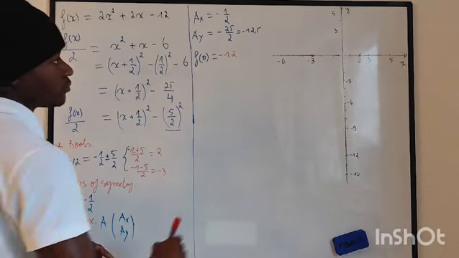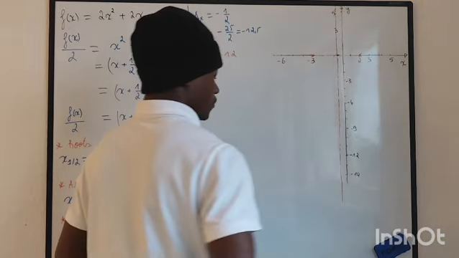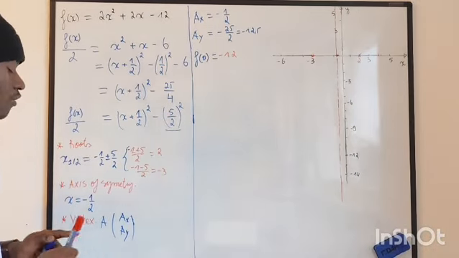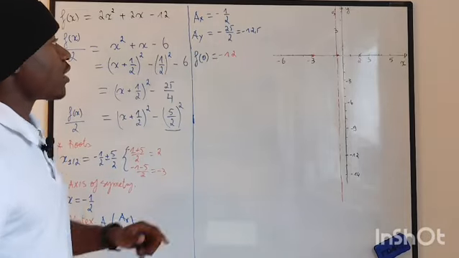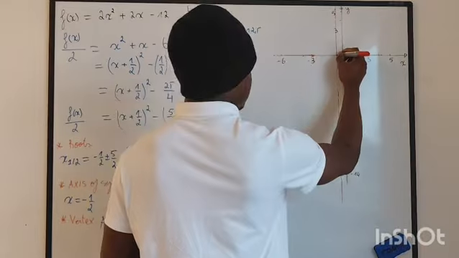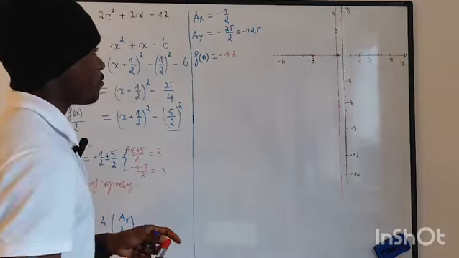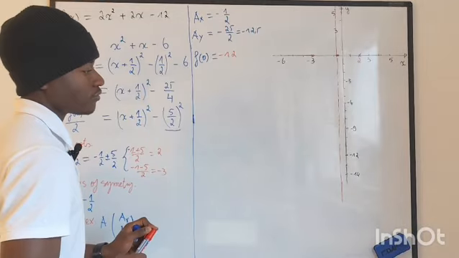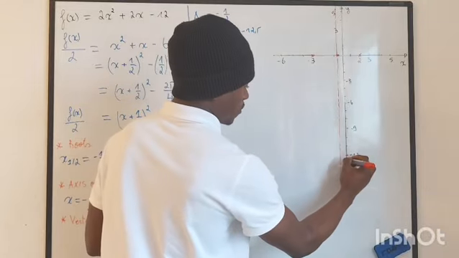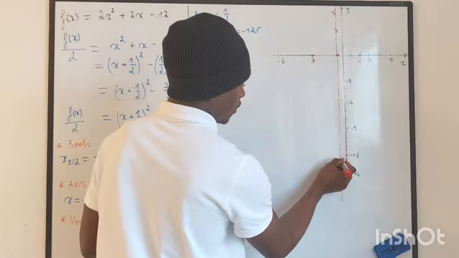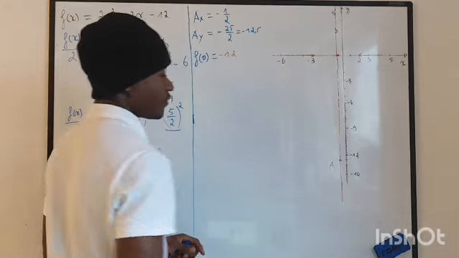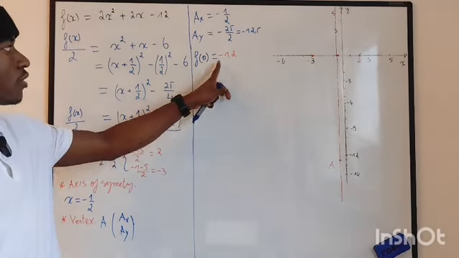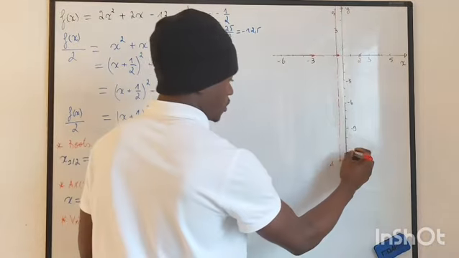Minus 1 over 2. Axis of symmetry done. Now the vertex, it has the coordinates Ax and Ay. Ax is minus 1 over 2, this is here, and Ay is minus 12.5. 12.5 is somewhere here, and I got a point A, that is the vertex. f(0) equals minus 12, which is here.